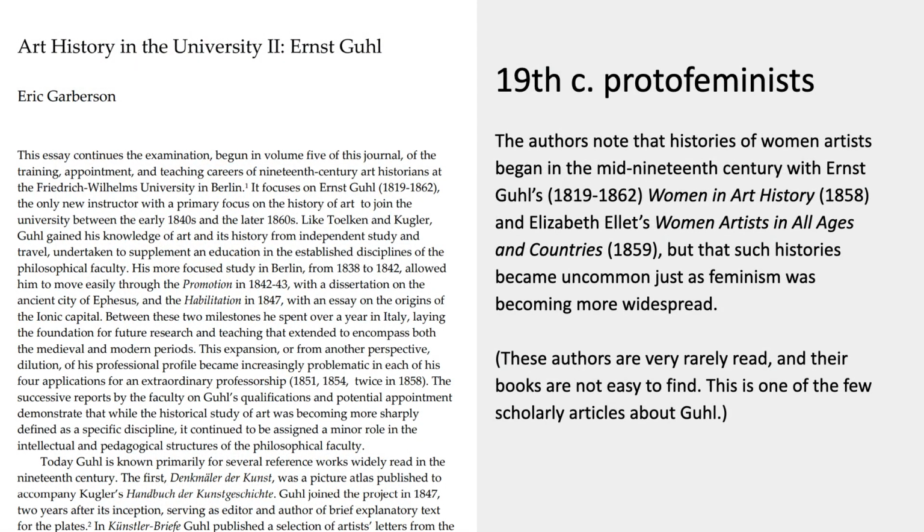They note that histories of women artists actually began in the mid-19th century with some really obscure historians. Ernst Guhl wrote a book called Women in Art History, and Elizabeth Ellet wrote something called Women Artists in All Ages and Countries. They say that these histories became uncommon just as feminism was becoming more widespread. This is an interesting subject, and these authors, Guhl and Ellet and others, are very rarely read, and their books actually aren't easy to find. This is one of the very few scholarly articles about Guhl on the left, in case you want to try to find out more about him.